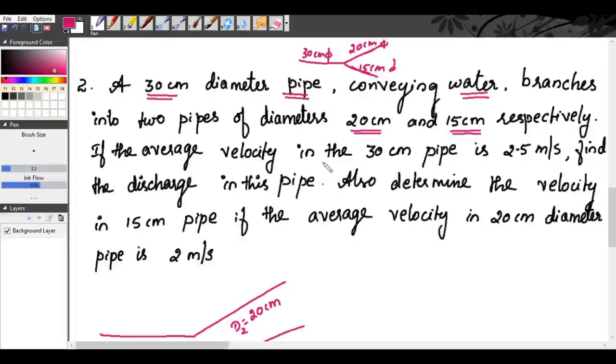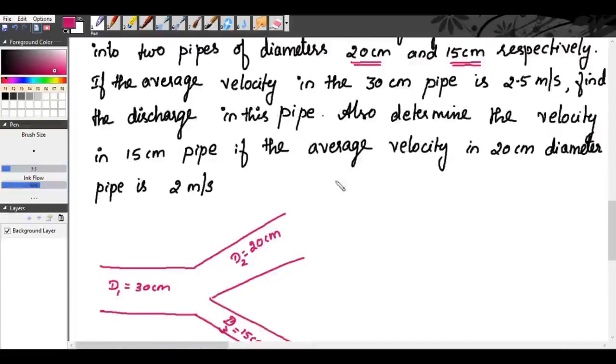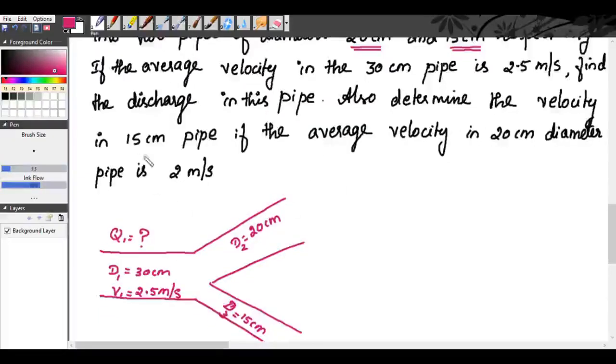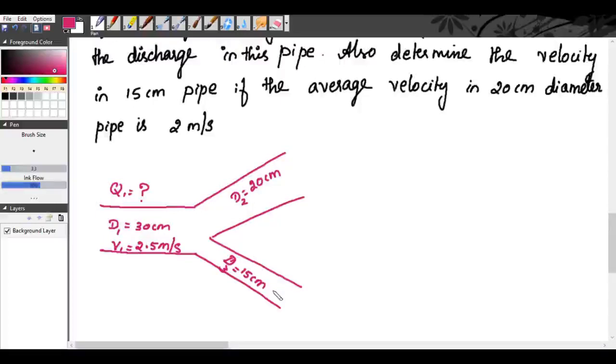Now, if the average velocity in the 30 centimeter pipe, that is in the first pipe, is 2.5 meter per second, that is our V1 is equal to 2.5 meter per second. Find the discharge in this pipe. You are asked to find Q1. Also, determine the velocity in the 15 centimeter pipe. You are asked to find V3, if the average velocity in the 20 centimeter diameter pipe is 2 meter per second. So, here V2 is equal to 2 meter per second.